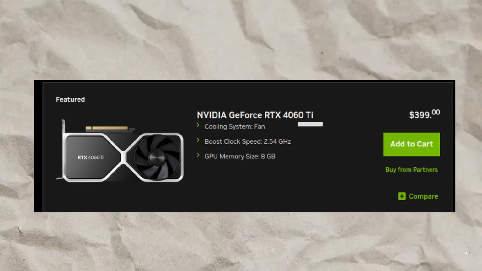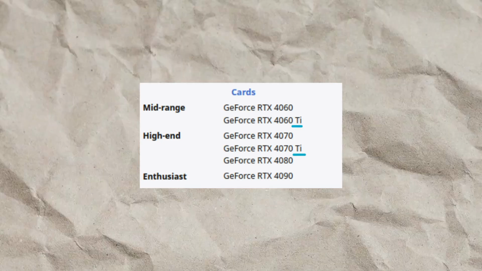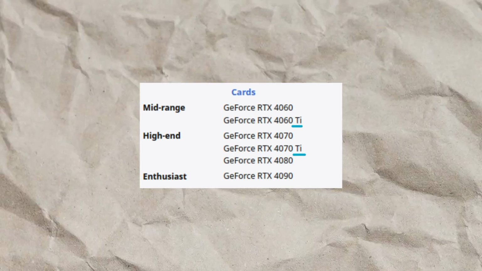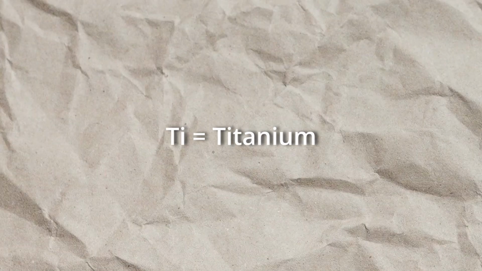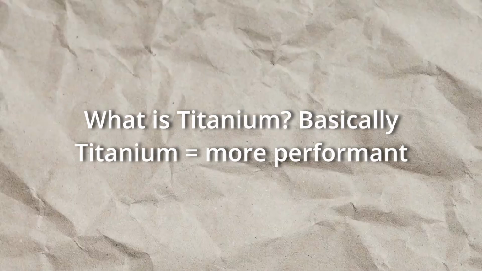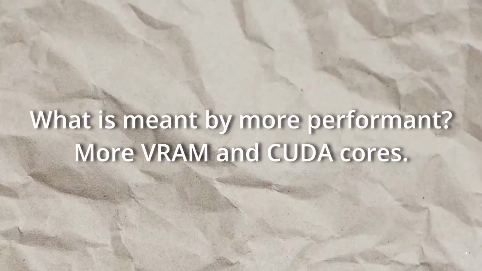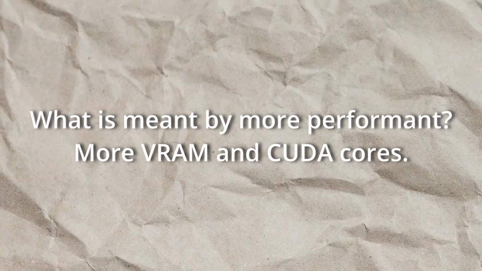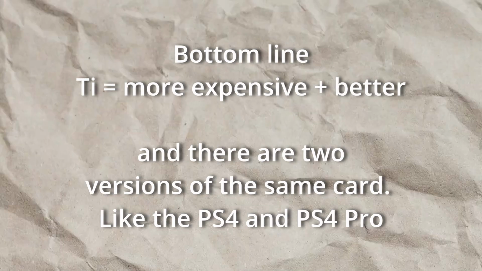Now, you may have noticed a Ti at the end, right? So if you look at the high end, there's GeForce RTX 4070 and 4070 Ti. Ti stands for titanium. What does it mean? It just means it's better because it has a larger feature set. The larger feature set could include more VRAM or CUDA cores, which I'll talk about shortly. This also means there are two versions of the same card.